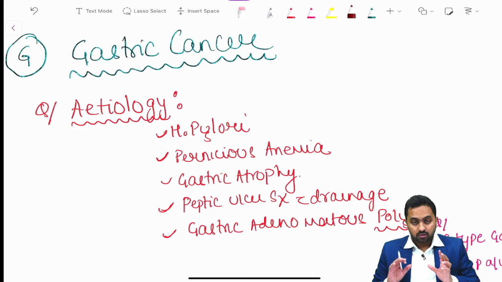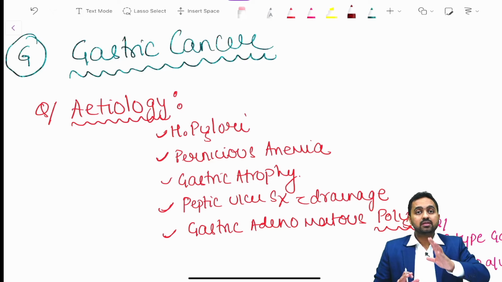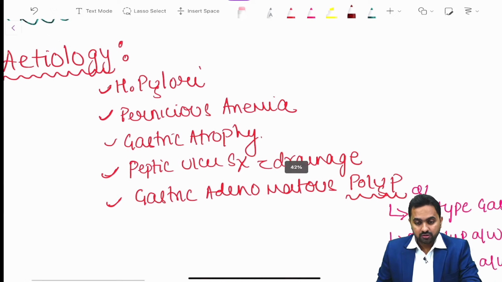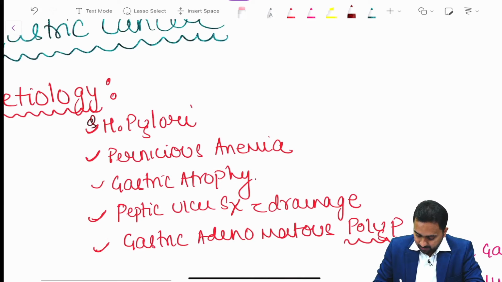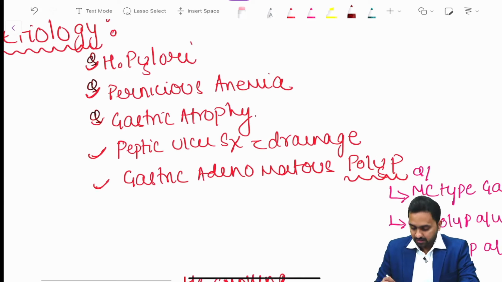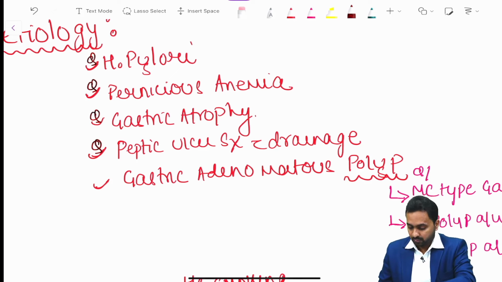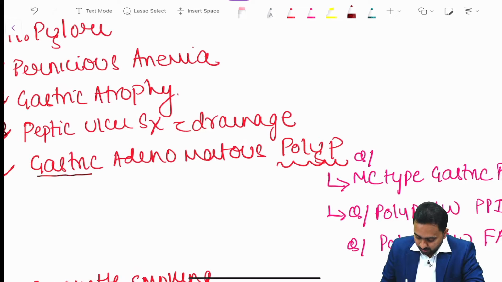Gastric cancer. In gastric cancer, we begin with the discussion regarding the etiology or the most common risk factors, which include H. pylori, pernicious anemia, gastric atrophy, and peptic ulcer surgery with drainage. We had discussed this even in the peptic ulcer part, where these are considered independent risk factors for gastric carcinoma, and gastric adenomatous polyp.